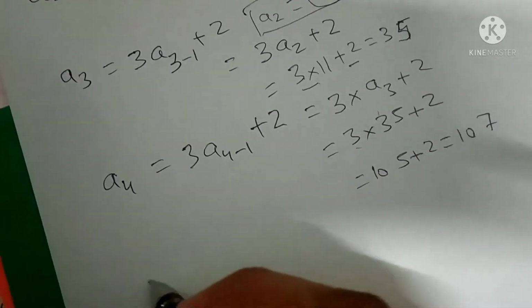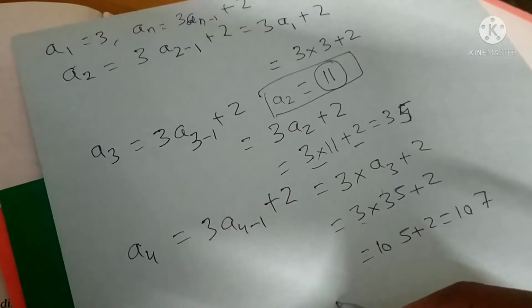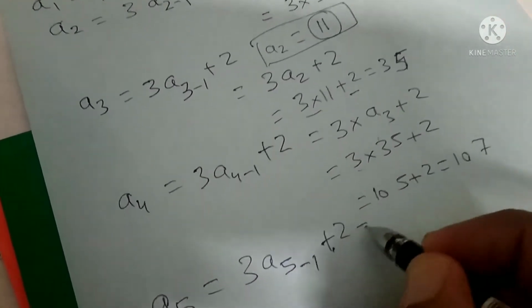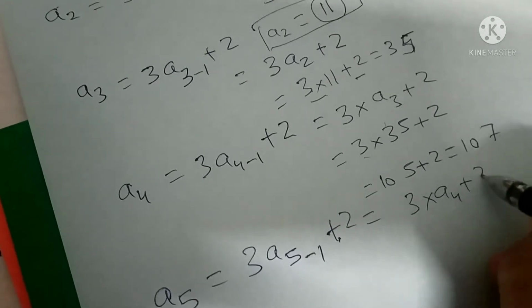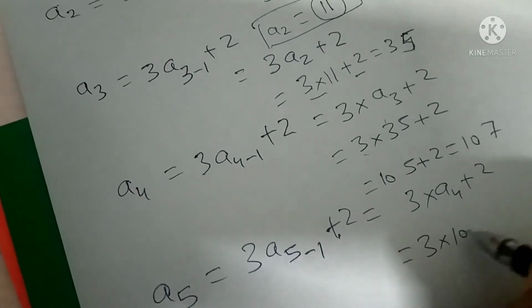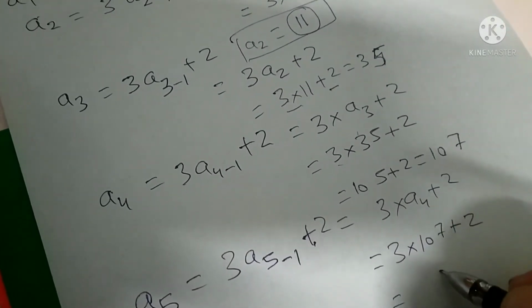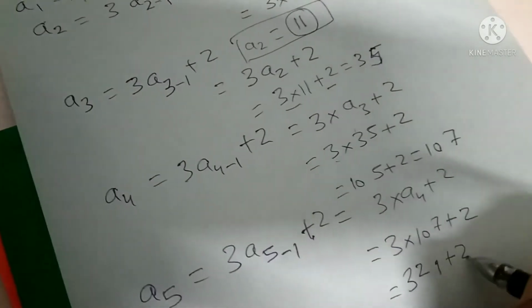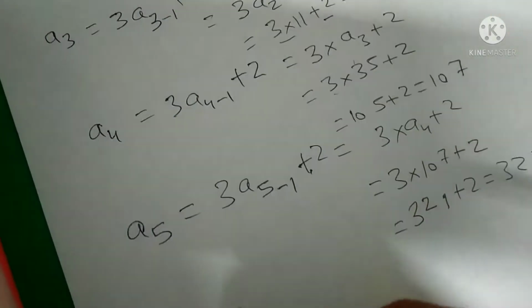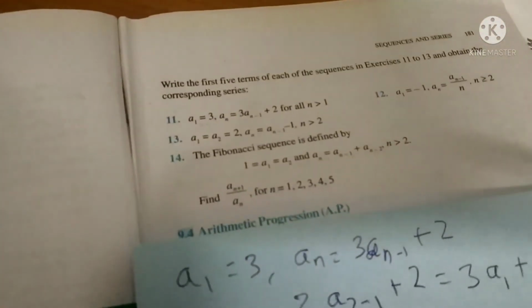So this is a5 now. a5 is equal to 3 into a_(5 minus 1) plus 2. So this is equal to 3 into a4 plus 2, equal to 3 into 107 plus 2. So this is equal to 7 3s are 21, 2 comes here, 321 plus 2, 323. So this is the first 5 terms we have found out. And this was the 11th question. Now we move on towards the 12th question of it.